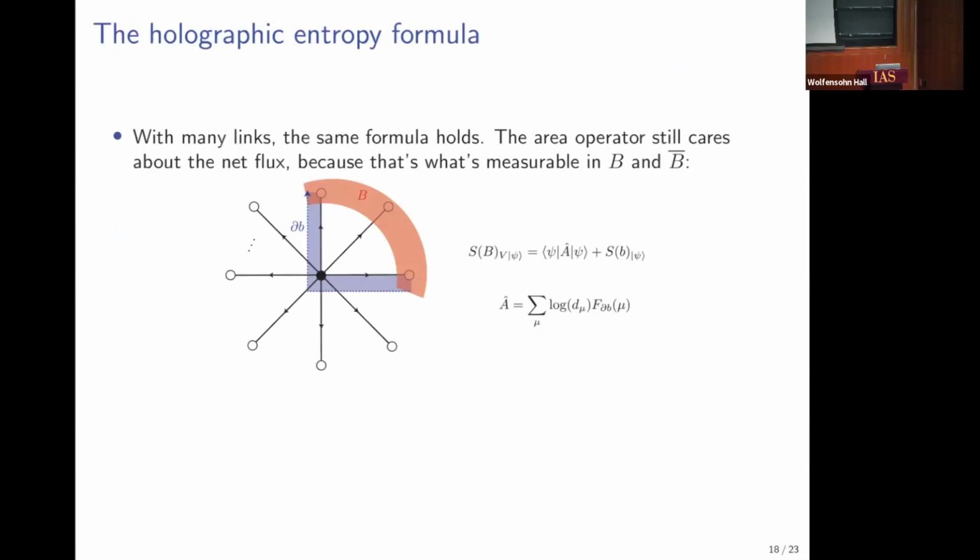Now, what's important is that was the two-link case. You can generalize this with many links, the same formula holds. The area operator still cares about the net flux because that's what's measurable in both B and B bar. And so if I were to take this as my bulk, have embedded it into the pre-gauged Hilbert space, then taken these three links, called those capital B, and computed their entropy, it would be given by some formula like this, which includes, this is the important part, some term associated to these degrees of freedom I inserted in the factorization.